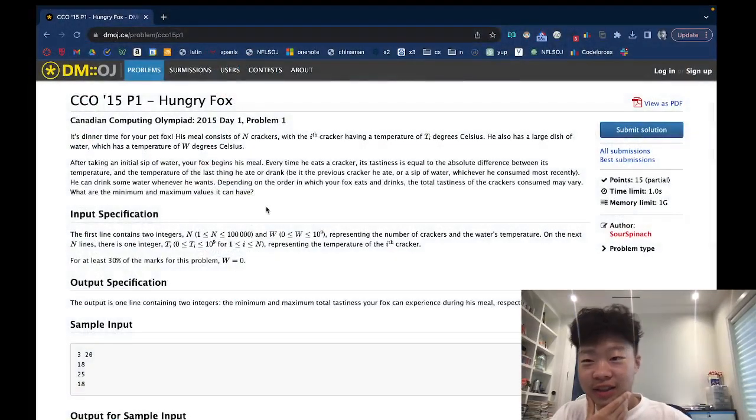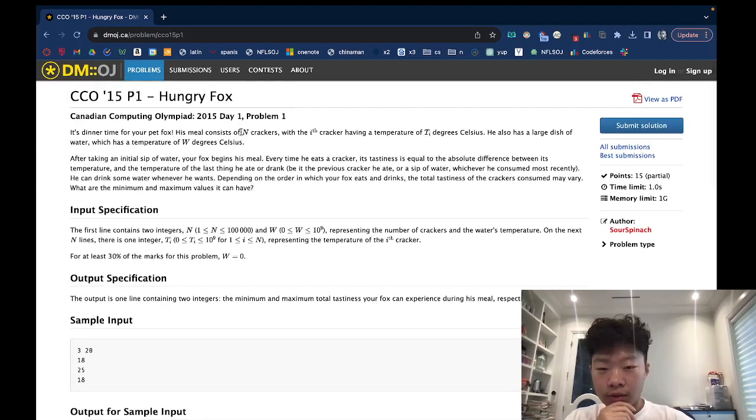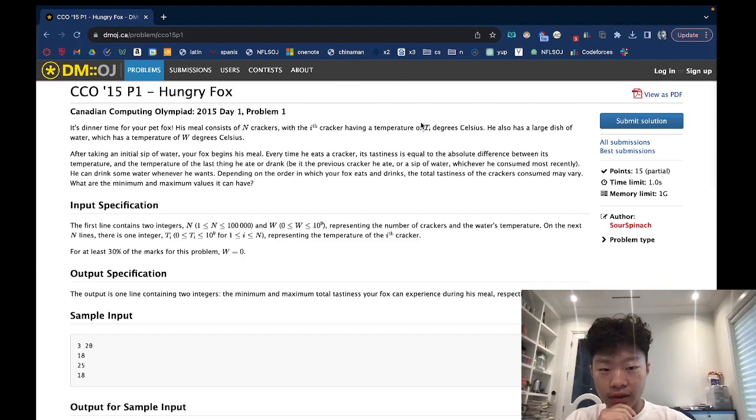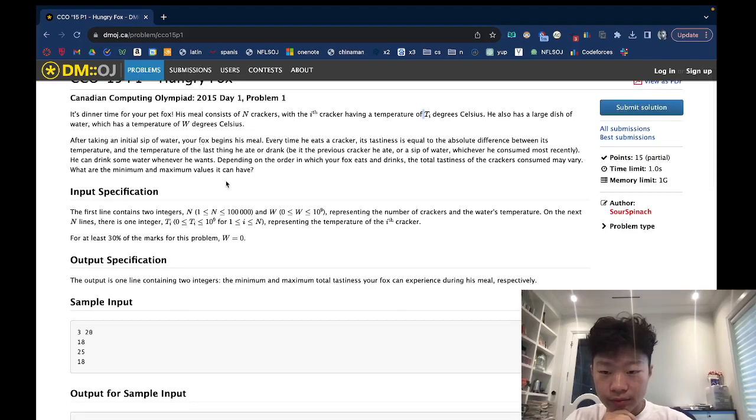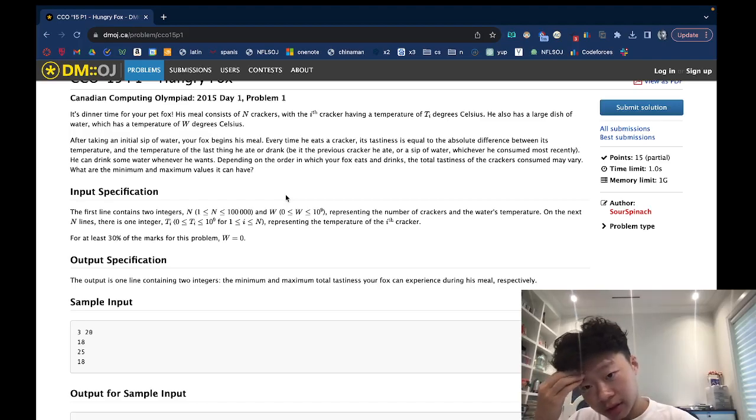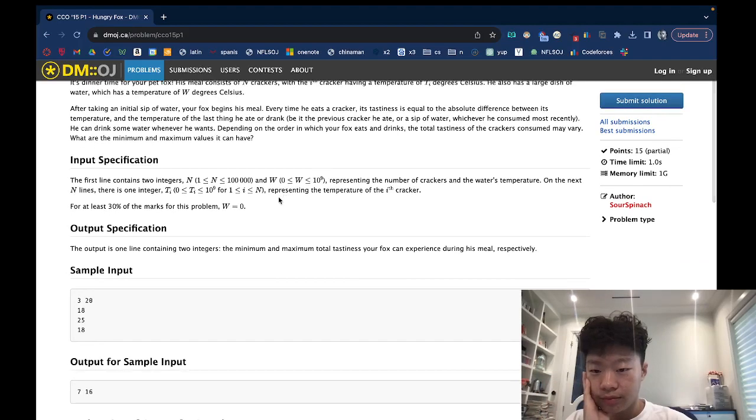Okay, the first problem on day 1, Hungry Fox. So you have N crackers, each cracker having a temperature, and also water with a temperature. And the tastiness of every time he eats a cracker is the absolute difference between the last thing he ate or drank. And depending on the order, total tastiness may vary. Minimum, maximum values. Okay, so let's just break this question down into its parts, right?